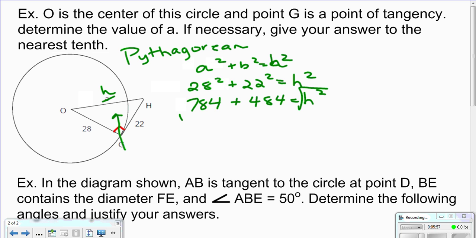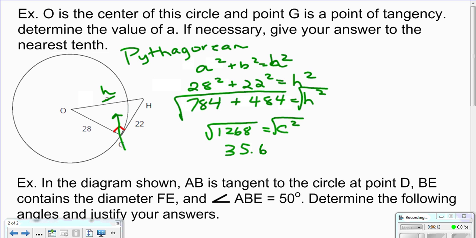Opposite of square is square root. After we add those, I always forget to add them. And so when we square root our answer, it is not a perfect square. So we need to round to the nearest tenth, and we get 35.6 is the length of the hypotenuse, which is A. Wow, I'm changing letters all over the place here. I'm going to go back.